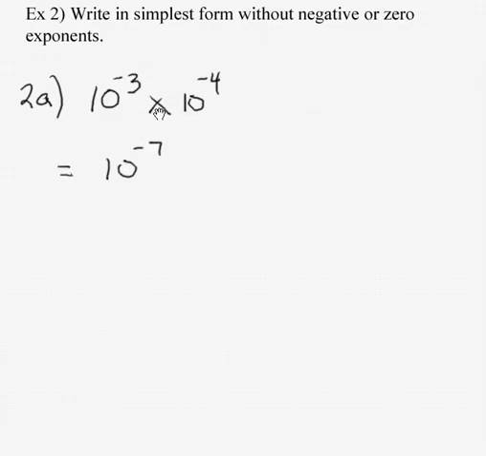Well, first I would say you're multiplying here. That's a multiplication sign, not an x. And the bases are the same. They're 10. So we're going to keep the 10 and not change it. We're going to add the exponents. Negative 3 plus negative 4 is negative 7. So I will rewrite this as 1 over 10 to the positive 7th power. And I double check. There's no negative exponents. There's no zero exponents.